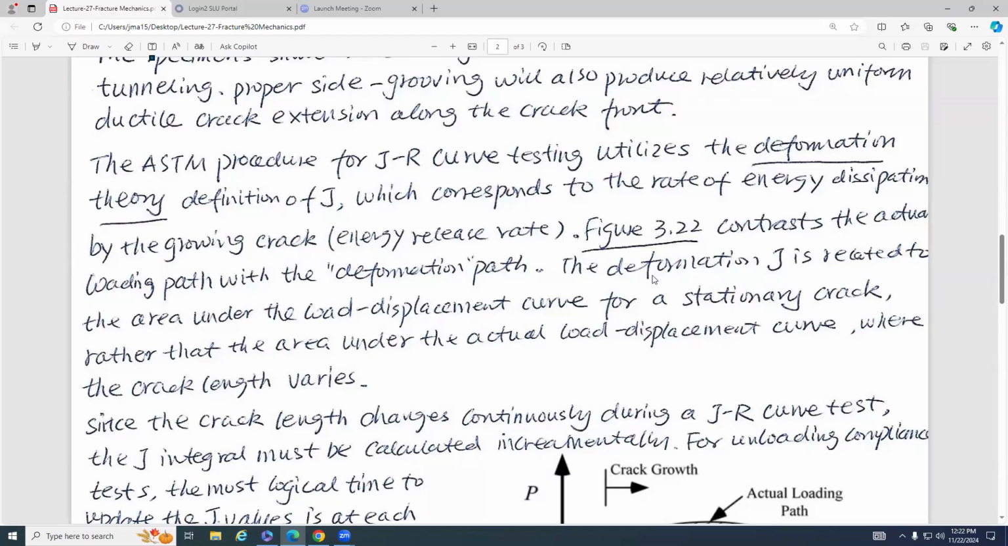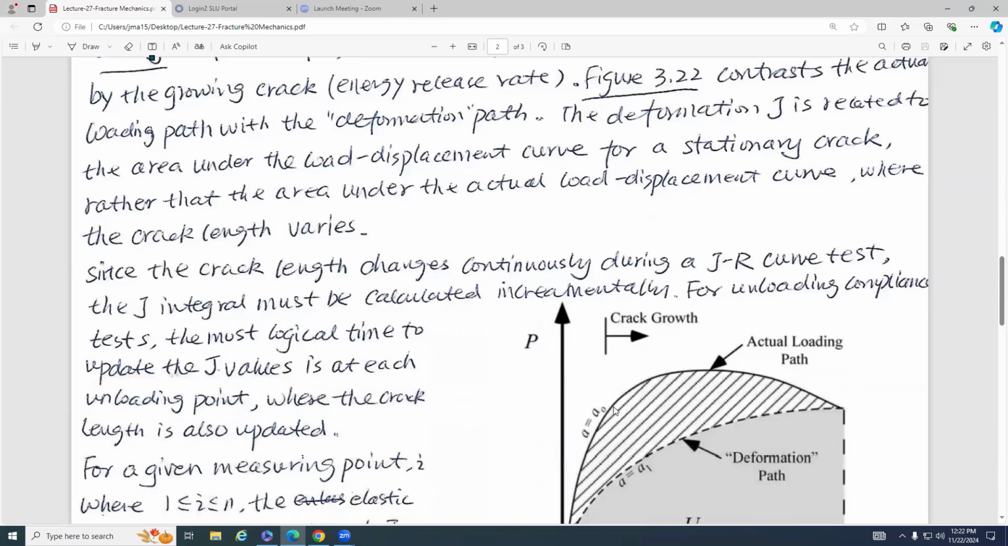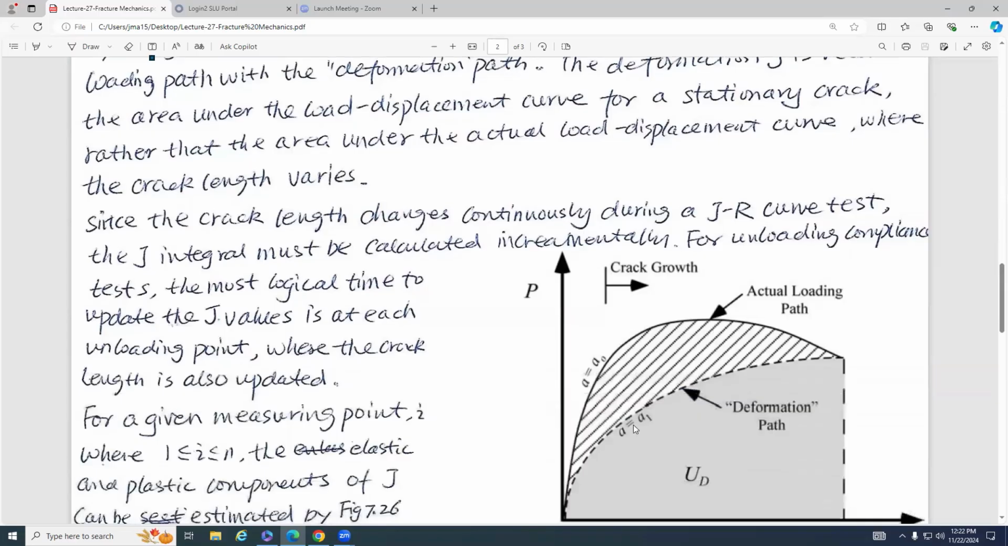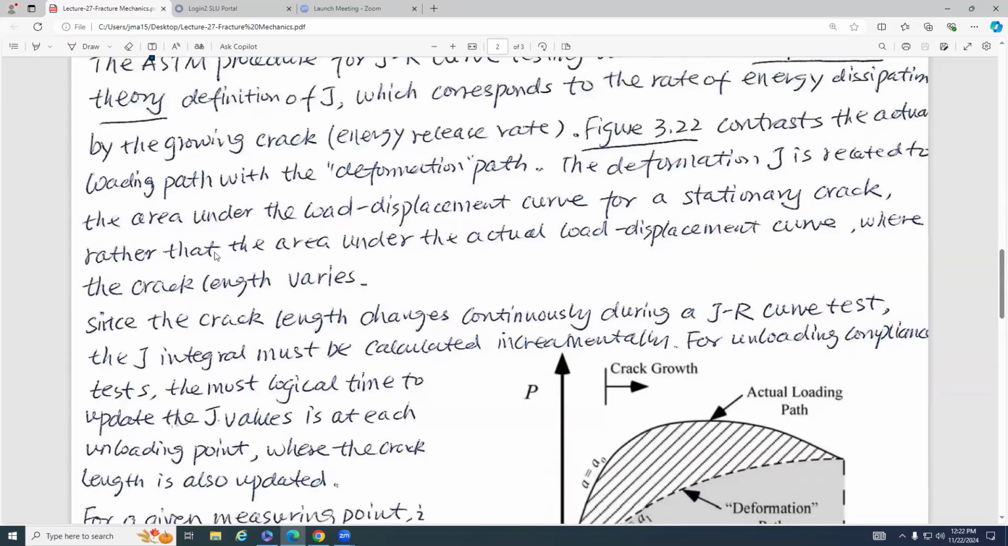Figure 3.32 contrasts the actual loading paths with the deformation paths. So this is the actual loading path, and this is the deformation path. The deformation J is related to the area under the load displacement curve for a stationary crack, meaning the crack does not change, rather than the area under the actual load displacement curve, where the crack length is varying.